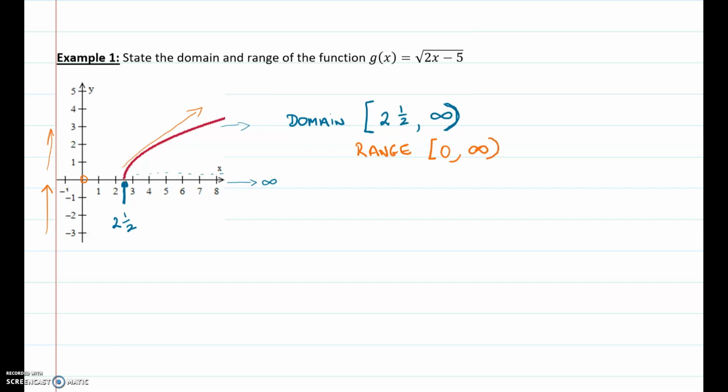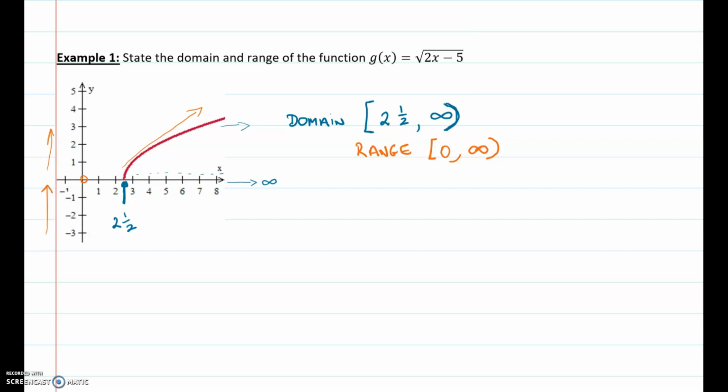And again, infinity takes round parentheses. So square bracket if we know exactly where it starts, which is at 0, and parentheses because it's going up and up and up. So domain is from the left to the right, range is from the bottom to the top. Okay, so that's the graphical interpretation.